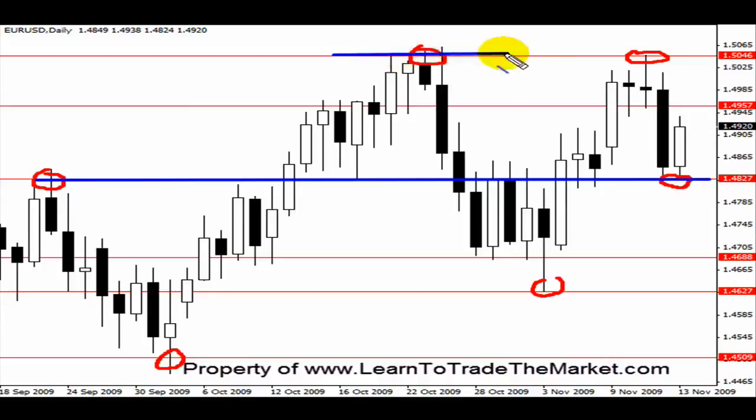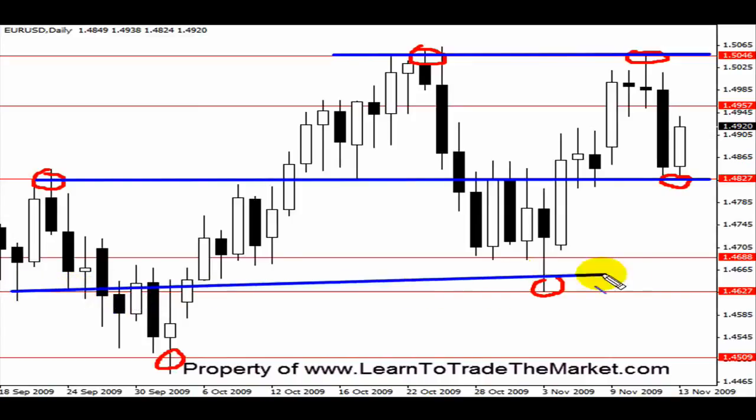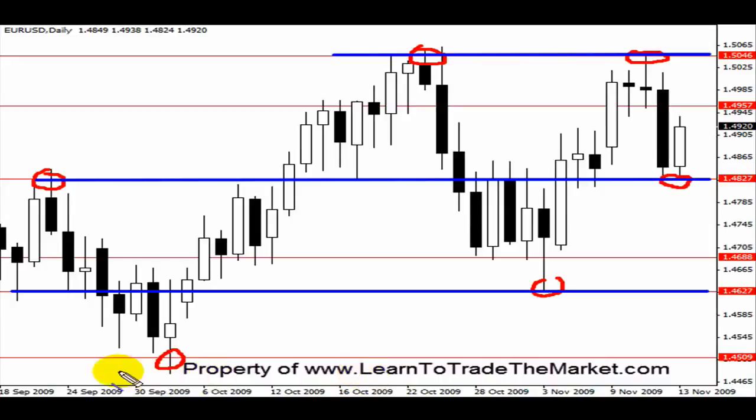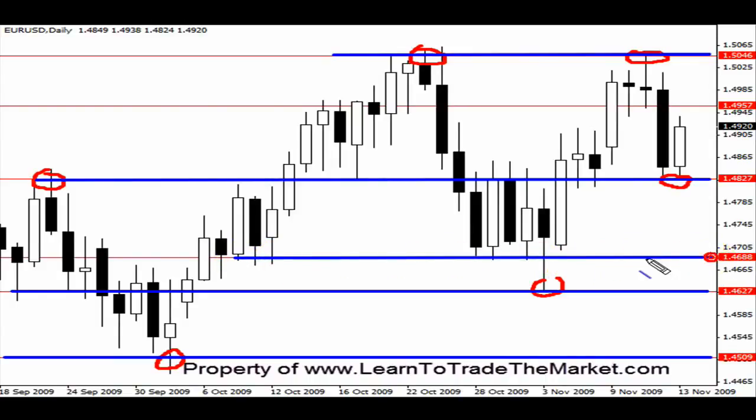So let's put the line through here at 150.46 and another one down here at 146.27 or thereabouts, and the one right down the bottom. This one's not perfect, but we don't have much to line it up with there at 145.09. So they're the main levels. There's another interim level that I drew through here. You'll see at 146.88, and you can see this line is quite relevant. And I've drawn another interim level at 149.57 to 60.